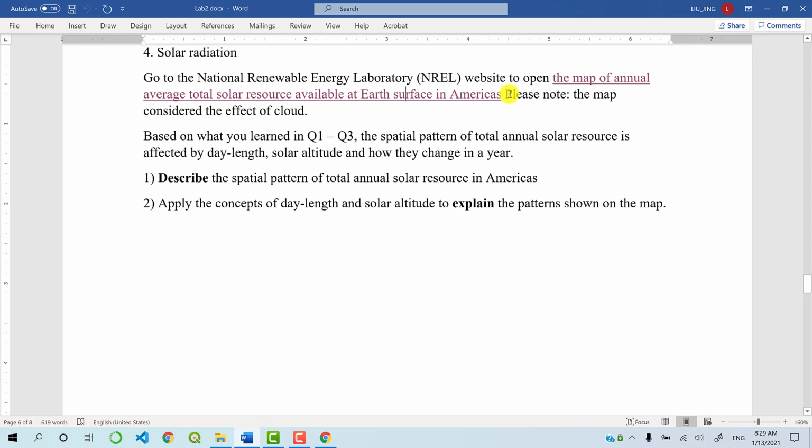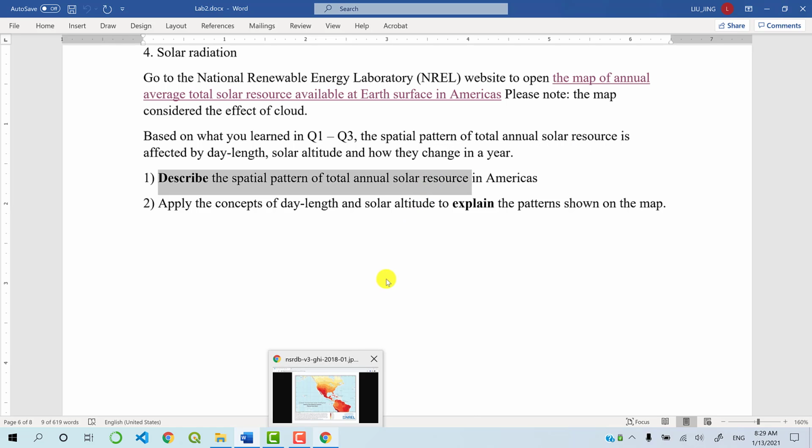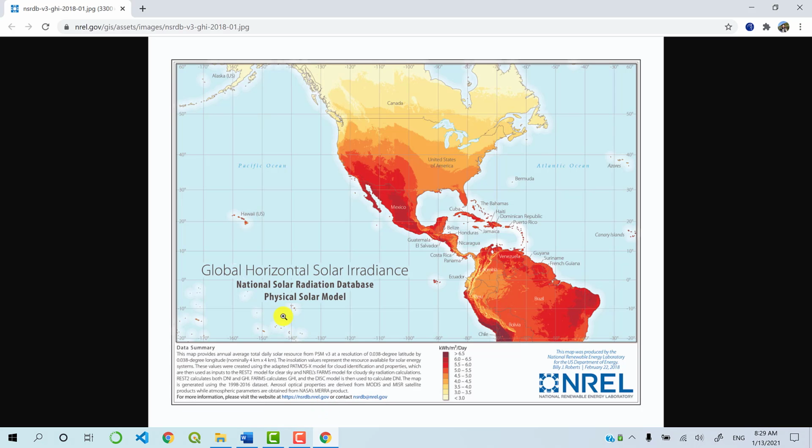So remember, it considers the effect of the cloud. Based on what you learned in the previous 3 questions, the spatial pattern of the total solar resources is affected by day length, altitude, and how they change in a year, right? So I want you to describe the spatial pattern of total annual solar energy in the Americas. So basically, what is spatial pattern? I will provide you another video on our lab page. Make sure you watch that.